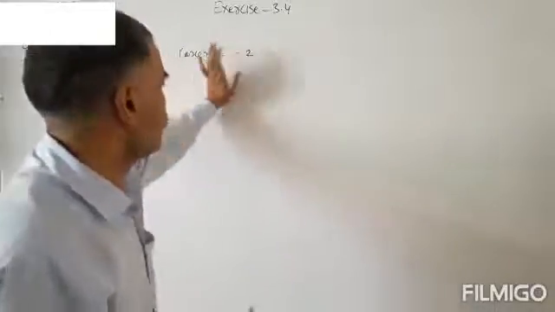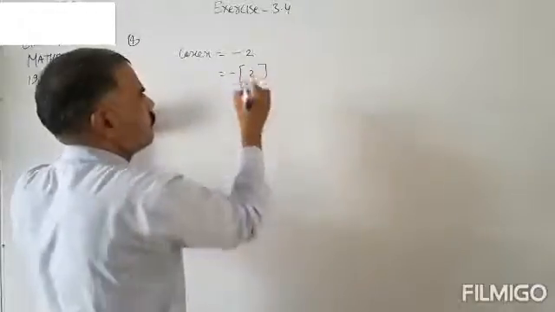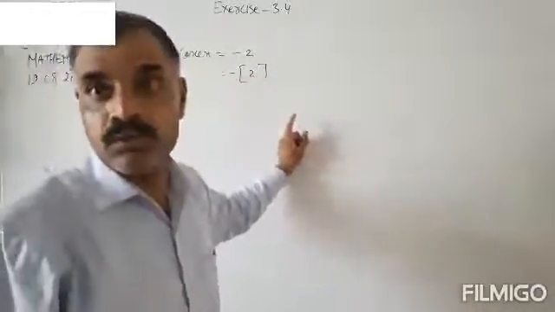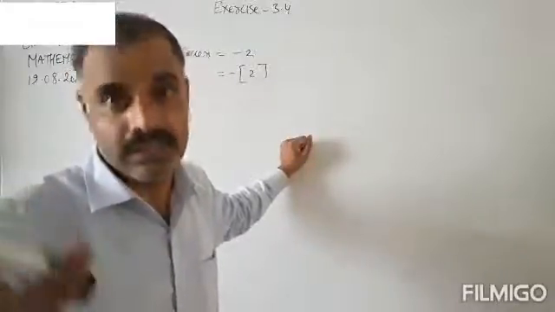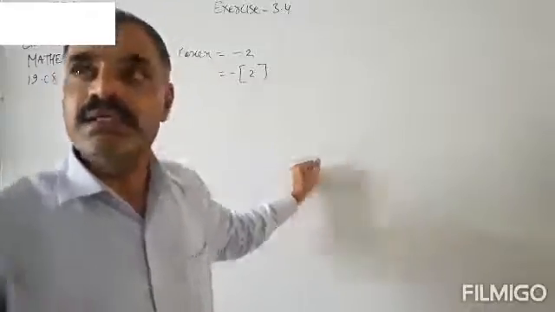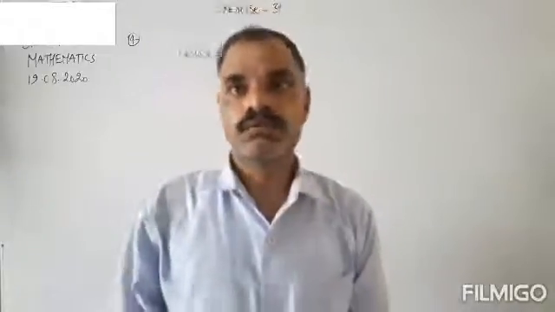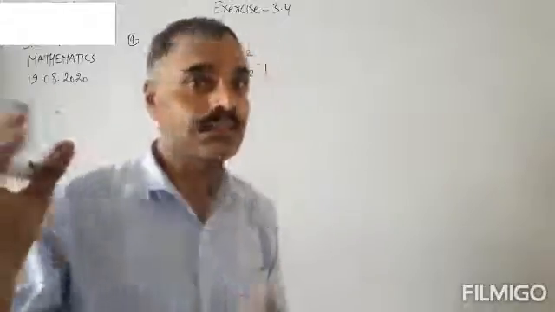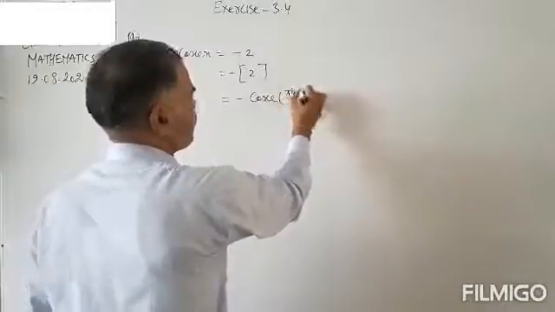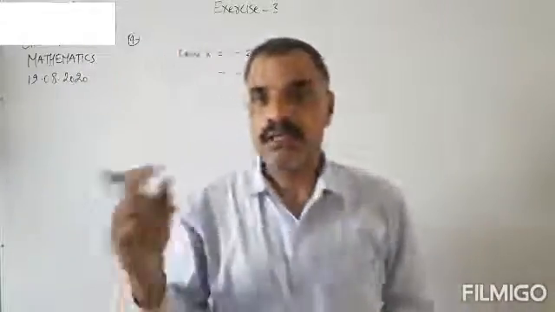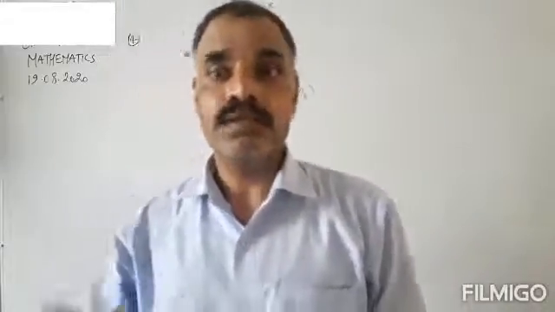Now let us forget the minus sign. This is 2. And 2 is the value of cosec at which angle? That is angle 30 degree. Cosec 30 degree is equal to 2. We know that cosec 30 degree is equal to 2. So this is equal to minus cosec 30 degree, that is pi by 6. 30 in degree measurement is equal to pi by 6 in radian measurement.